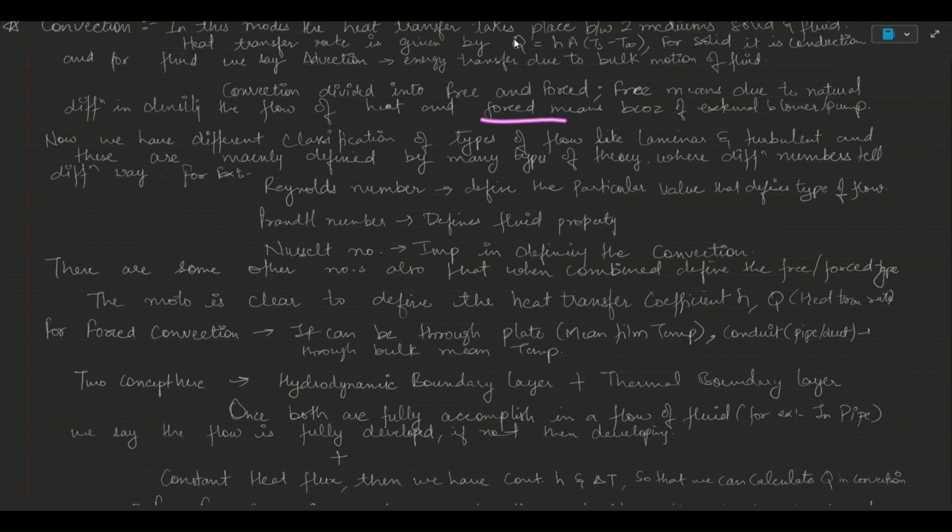And when I say forced, it means not only is the difference in density happening, but I put in some external source, that can be a pump or engine or a blower, anything, so that my heat transfer increases. So that's what we say is forced convection.